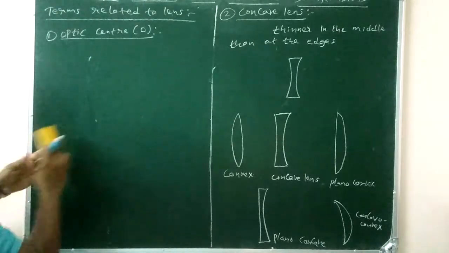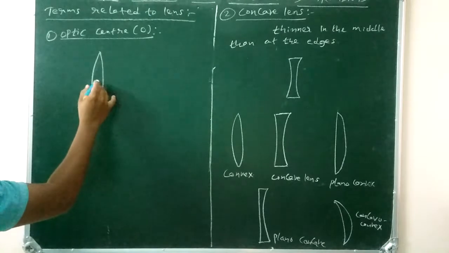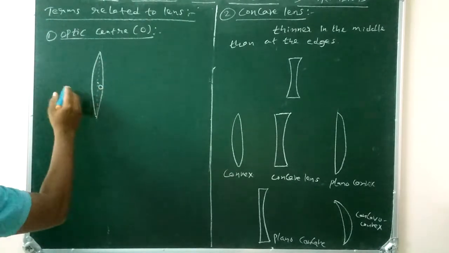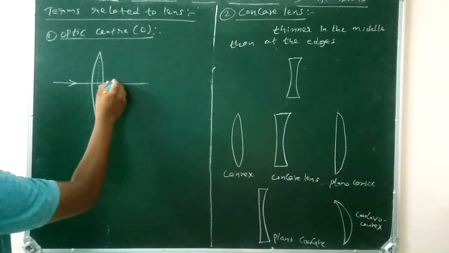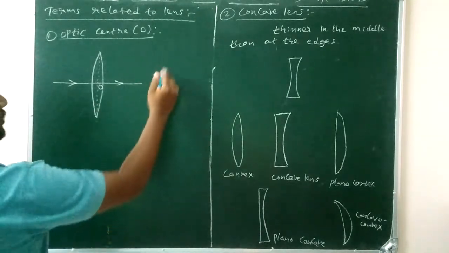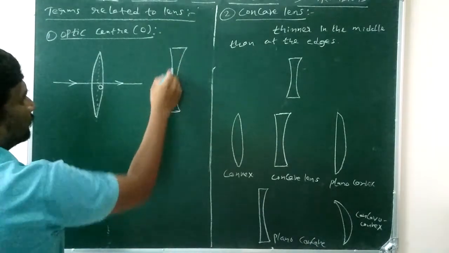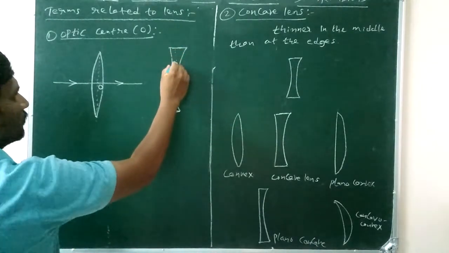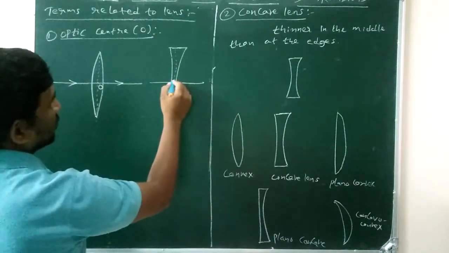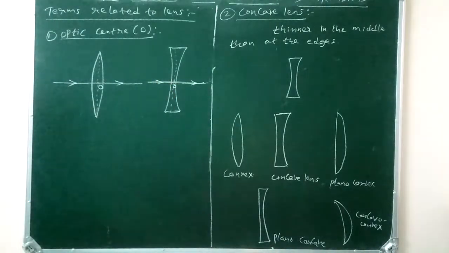When you take the convex lens, this is the center. The center point of the lens through which any ray passes undeviated, we can call it optic center. This is for convex lens. I am going to draw for concave lens also. Okay, this is the optic center O. Any ray is going to pass as it is, undeviated. This is for concave lens.